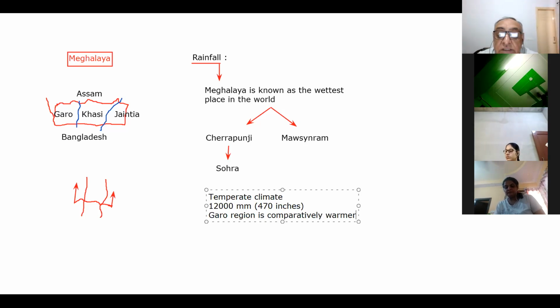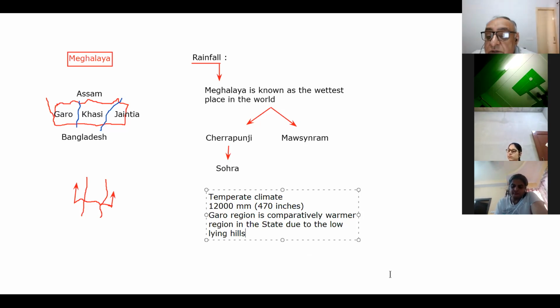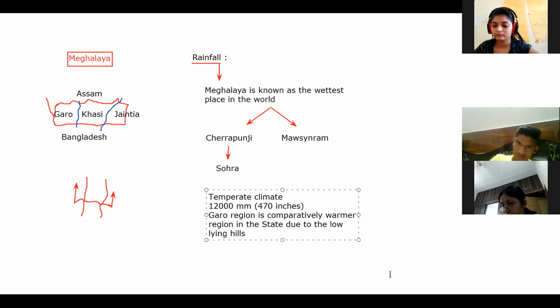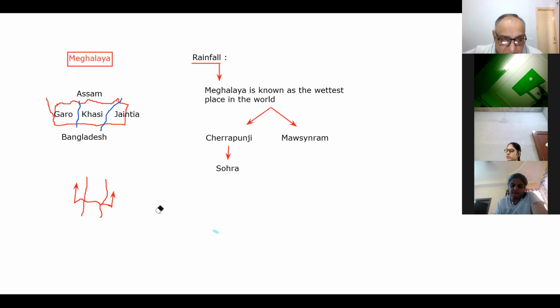Comparatively warmer region in the state due to the low-lying hills in the region, right? Because there are low-lying hills, that is why it is a bit warmer there, right? Warmer, right? And more than 70% area of the state is forested, right?